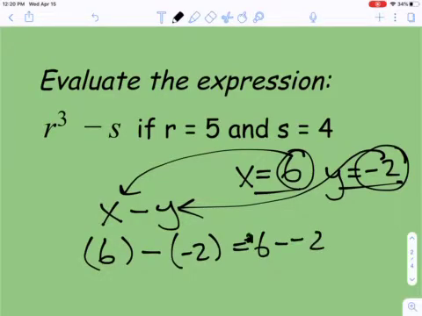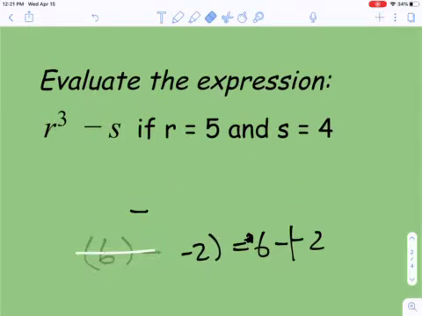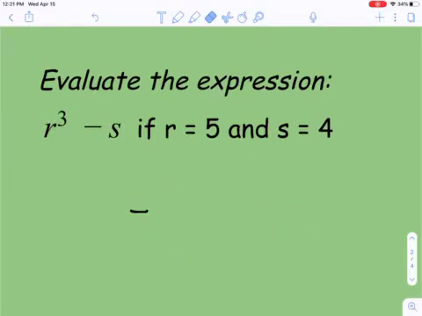And so that would be 6 minus a negative 2. And a minus a negative just becomes a plus. So you get 6 plus 2, which is 8. That's the basic idea of using substitution. It isn't a really complicated thing like it might sound. It's a pretty simple concept, and you're just putting something in place of something else.